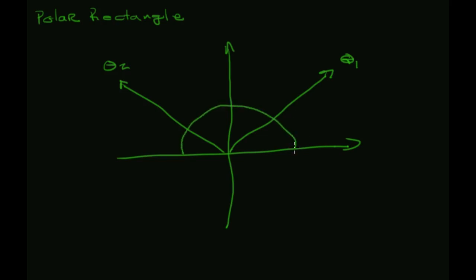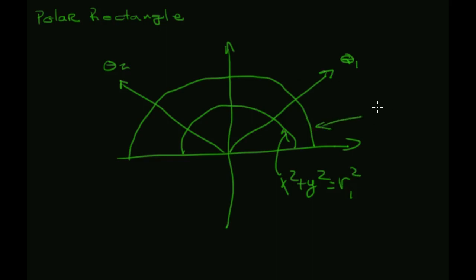And then what I'm going to do is come up with two circles, right? So there's one on the inside and one on the outside, right? So this circle here is x squared plus y squared is equal to r1 squared. This circle on the outside is x squared plus y squared is equal to r2 squared. And this region here is going to be my polar rectangle.